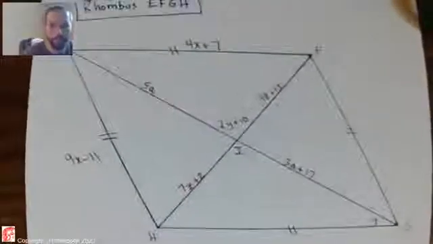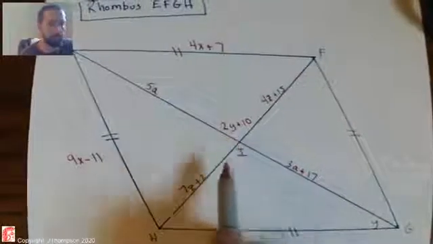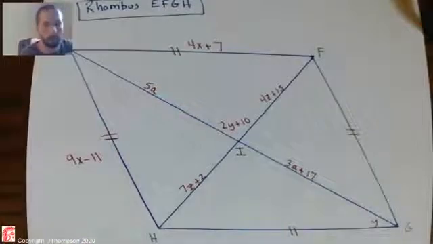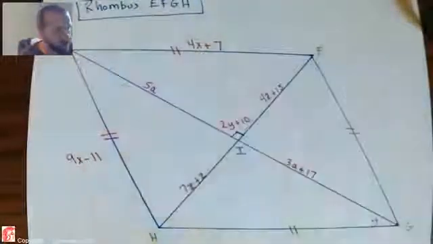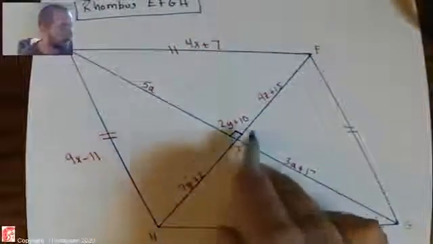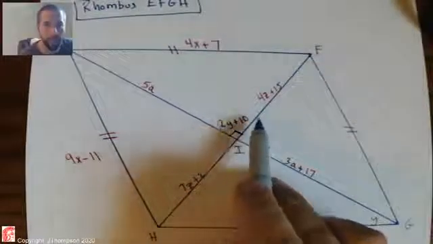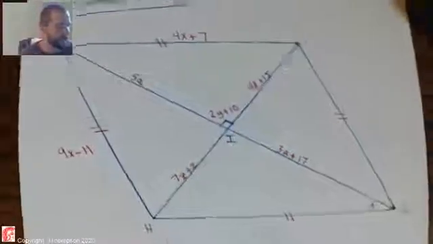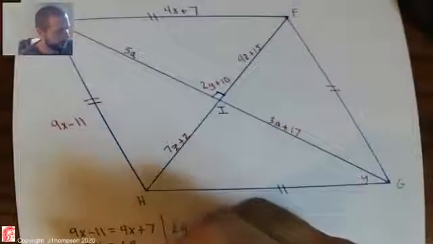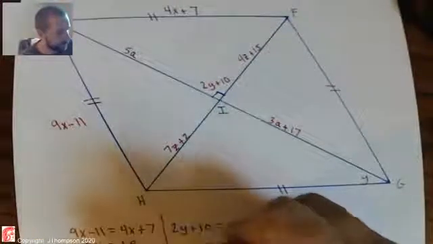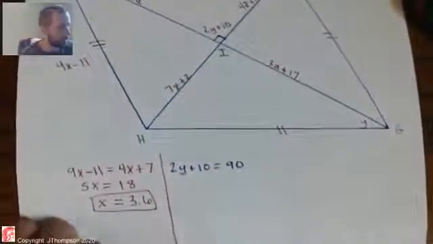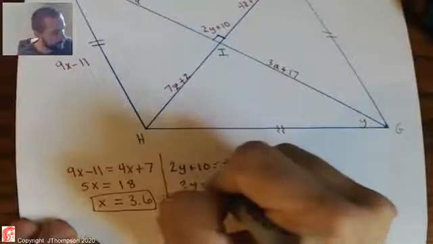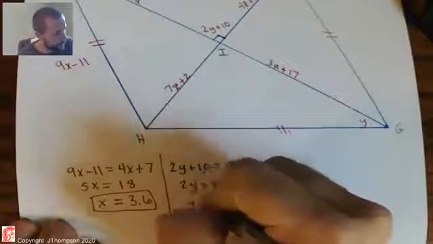All right, now in the picture, I see the y. Since this is a rhombus, the diagonals are perpendicular to each other, which means that every single angle at the intersection is 90 degrees. So all four of these are 90, so that means that the 2y plus 10 must be equal to 90. So that's our setup for that one. So we're going to solve this equation, and we get y is 40.